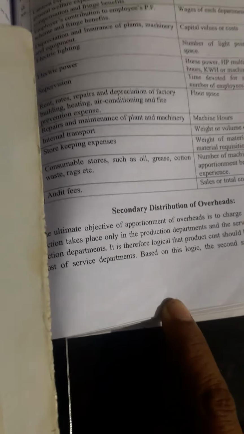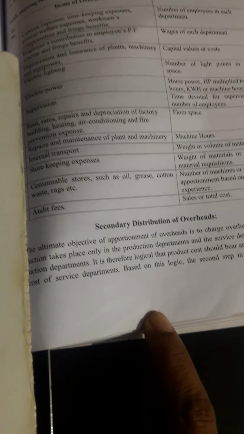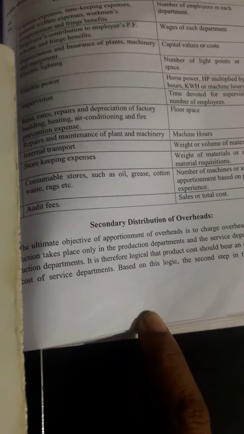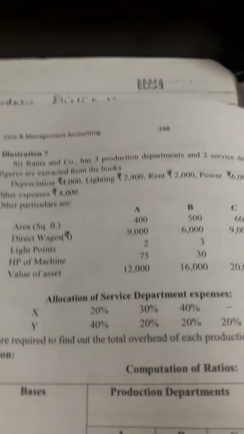The objective of apportionment of overheads is to charge overheads to cost centers. So the process of redistributing the cost of service department among the various production departments is known as redistribution of service department costs, or secondary distribution of overheads. So we are going to learn this through a problem. I've already sent you the picture of this problem.